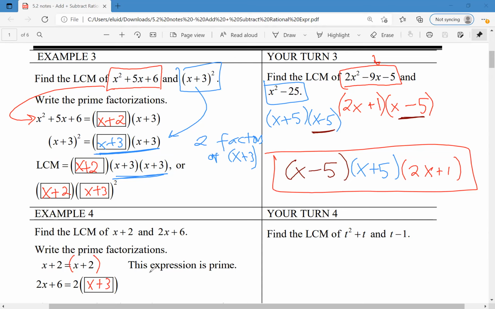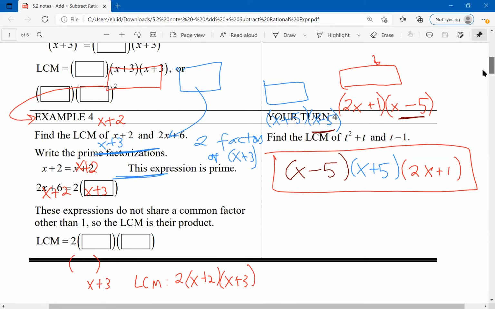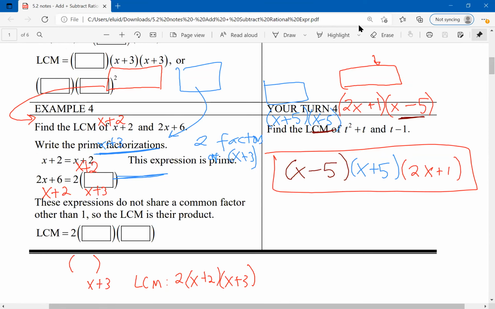Now I'm near the bottom of my screen right now, so I'm going to just jot this down, and then I'll scroll down to give a little more space. So the LCM should be 2, x plus 2, x plus 3. Possibly with a different order would be fine. Okay, I'm about to scroll down so that we can catch up with what else is here. There we go. Okay, let me clear my writing there.